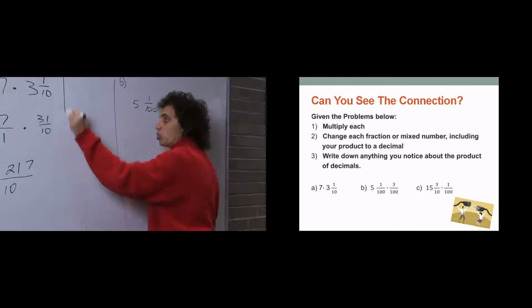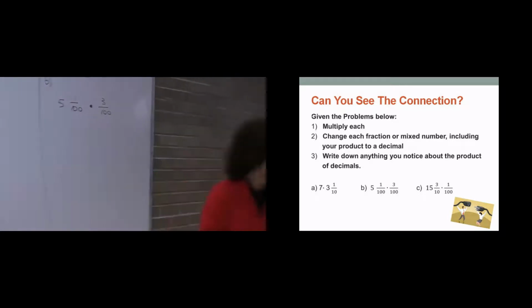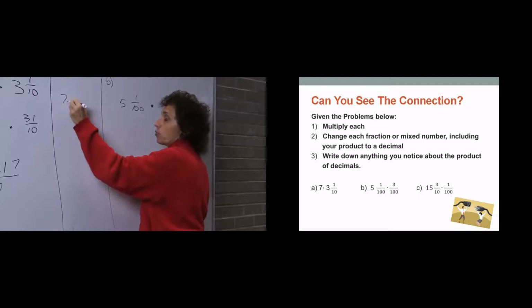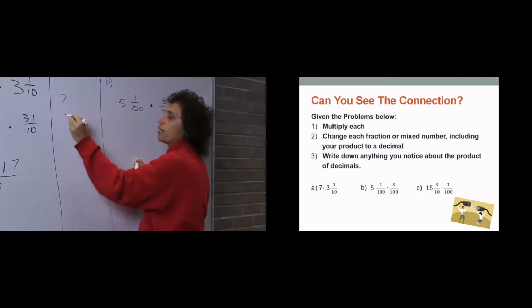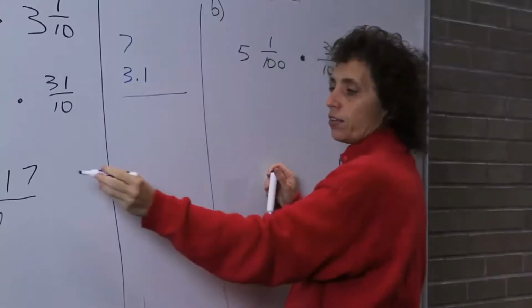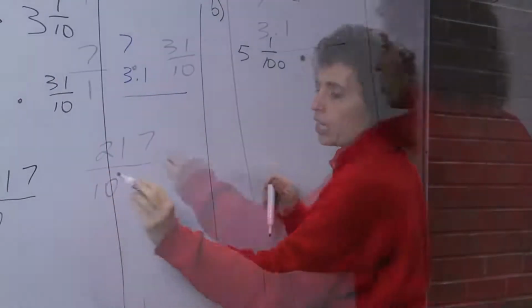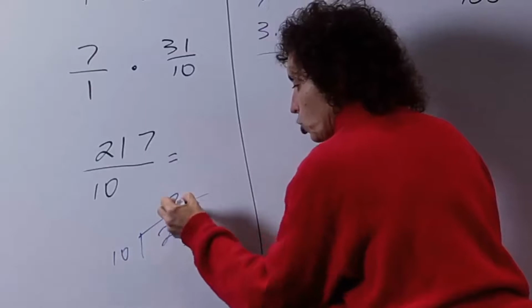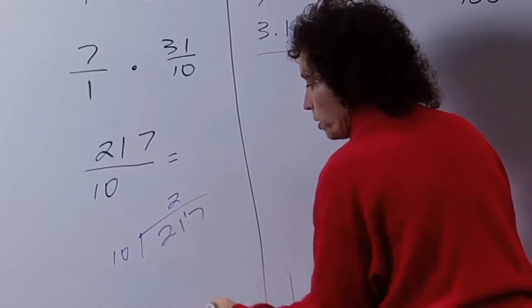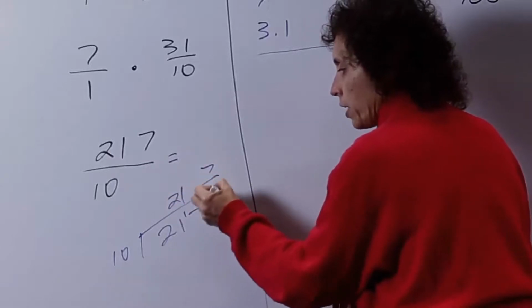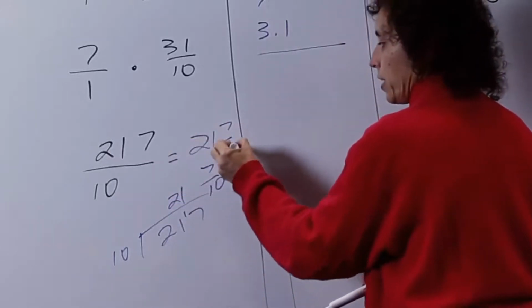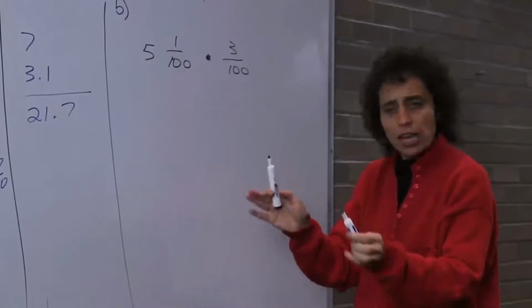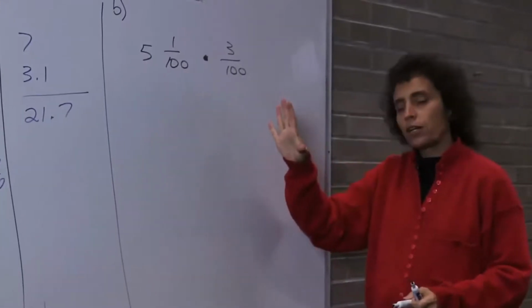Now if I change these to decimals, let's take a look at what we have. We have 7, 3 and 1/10 is 3.1, and this is 217 over 10. Let's write this as a mixed number. So 10 into 217, that's 21, the remainder of 7. So it's 21 and 7/10, which, if I write that as a decimal, is 21.7. So just take a look at that and see if you can come up with some kind of pattern.